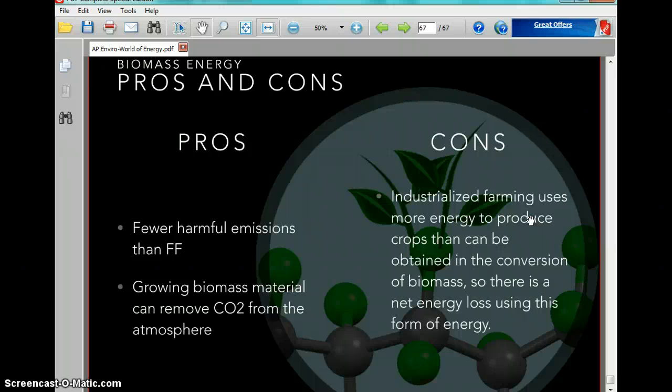Okay. Finally, pros: fewer harmful emissions than burning fossil fuels alone. Growing biomass material can actually remove CO2 from the atmosphere while you're growing the plants, and there are various types that are fairly plentiful. Cons: industrialized farming actually uses more energy to produce the crops than the crops provide. So there's a variety of uses, and the con is using crops. There's a positive because you're carbon cycling, but the pro is using waste in terms of biomass, and we're done.